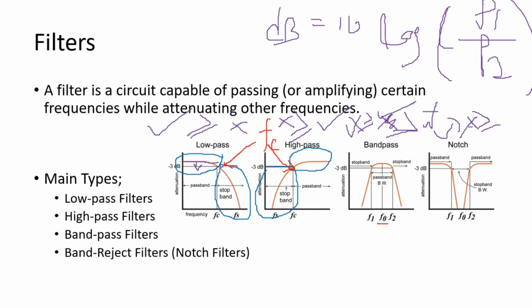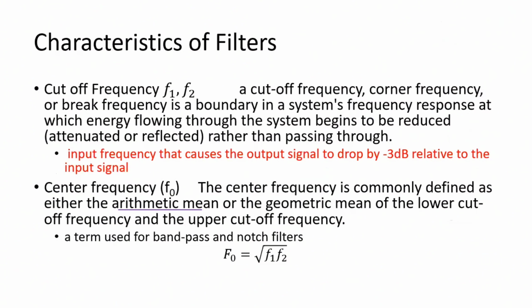So for the notch filters, the middle frequency band will not pass and the others will be passed. This one will also attenuate the other frequencies, and for the high pass, low frequencies will be attenuated. For the low pass, high frequencies will be attenuated. To get the center frequency of the band, we will get the arithmetic mean. To get the arithmetic mean, we will use this equation.